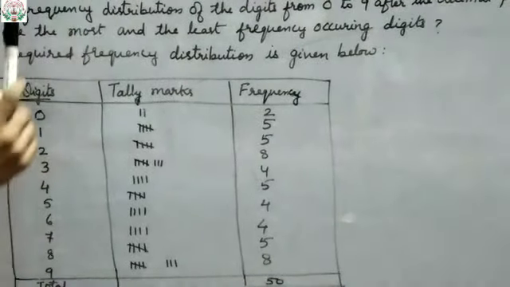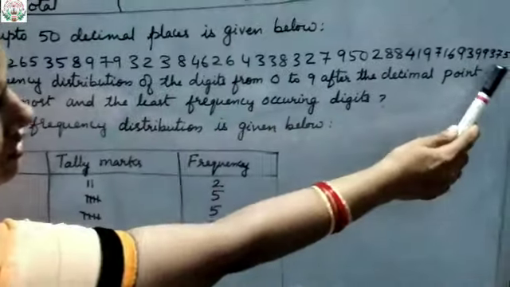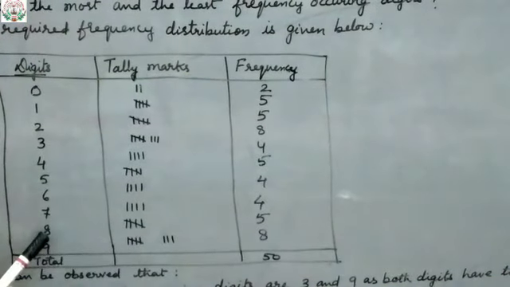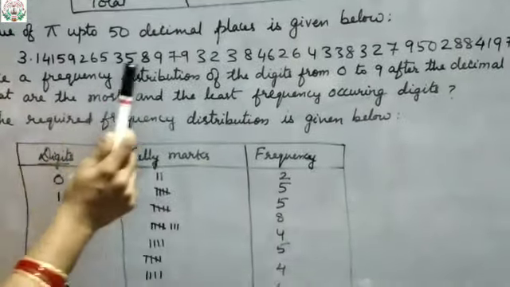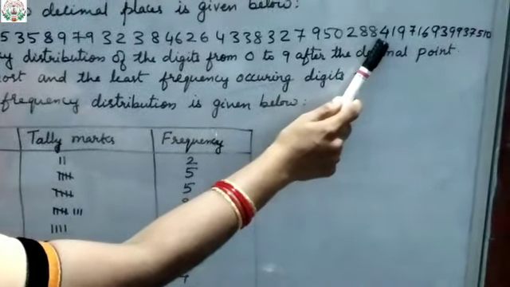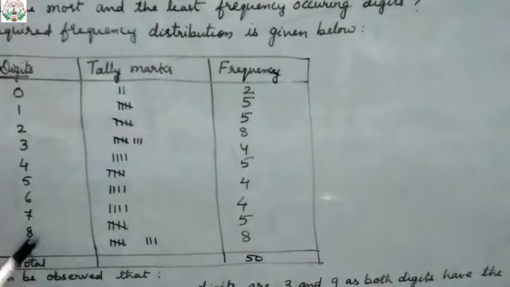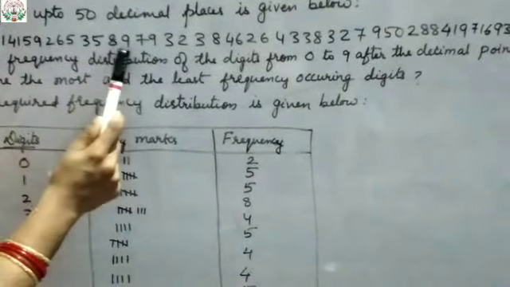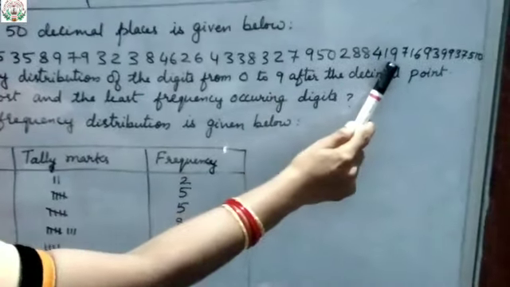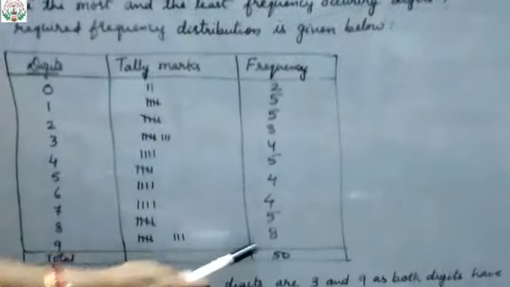Then 7. 7 see 1, 2, 3, 4. So 7 is also 4 times. Then 8. 8 see 1, 2, 3, 4, 5. 8 is also 5 times, you can see. Then 9. 1, 2, 3, 4, 5, 6, 7, 8. So 9 also came 8 times.